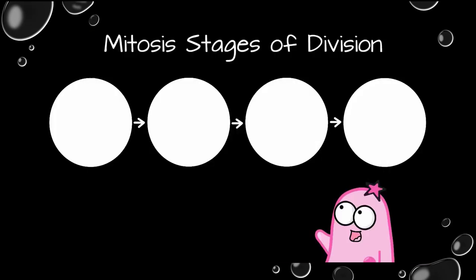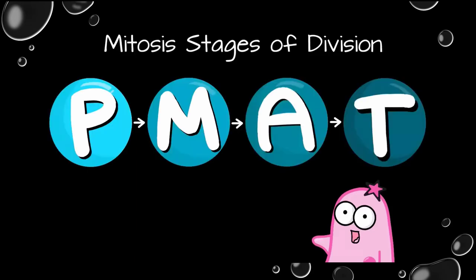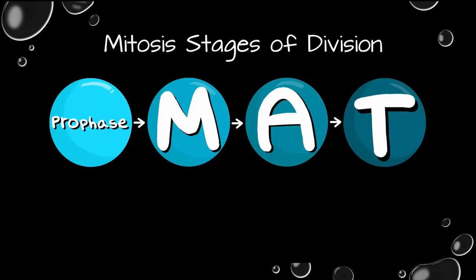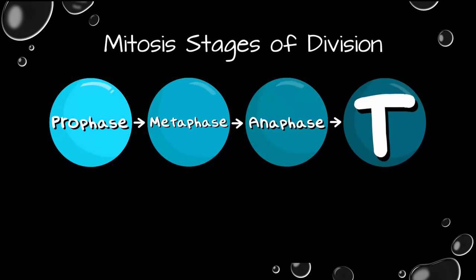Okay, so now we can get right into mitosis. I like to tell students to remember PMAT. It's a little acronym that helps you remember. The P is for prophase, the M is for metaphase, the A is for anaphase, and the T is for telophase.